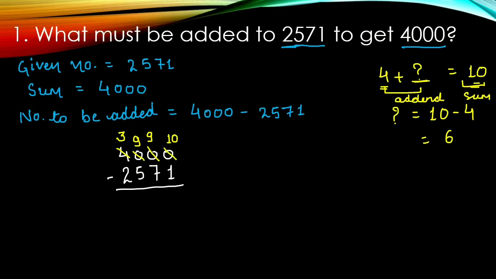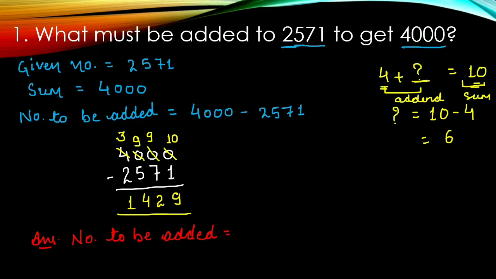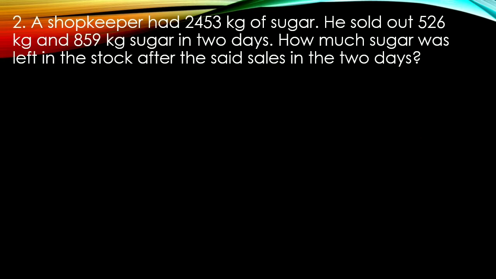Now start subtracting. 10 minus 1, 9. 9 minus 7, 2. 9 minus 5, 4. And 3 minus 2, 1. So the number to be added is equal to 1429.